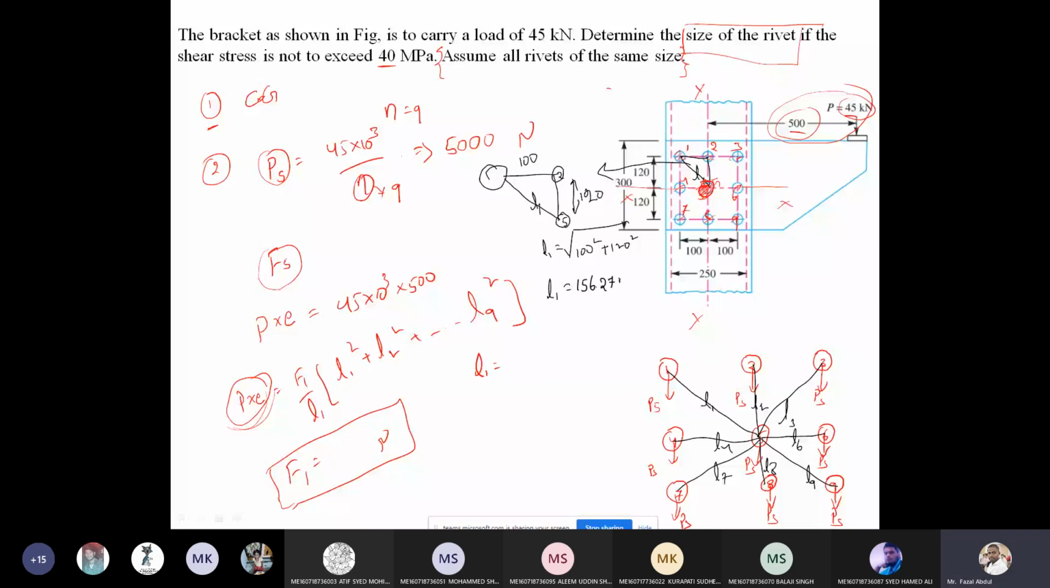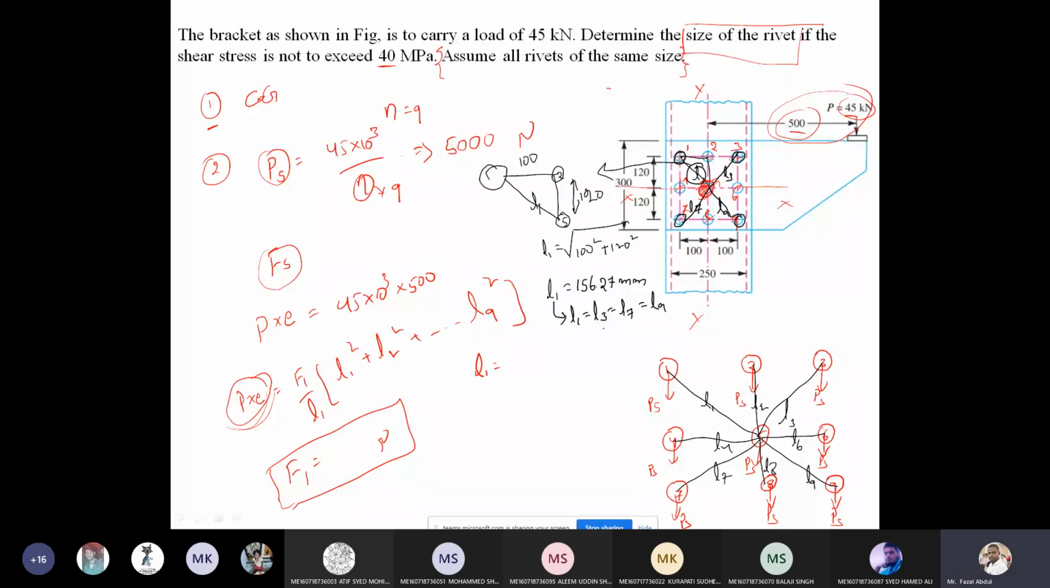Now see here, the position of the rivets: the first rivet, third rivet, sixth rivet, sorry, ninth rivet, and seventh rivet are in the same position. It means if we calculate L1, we will get the value of L3, L9, and L7. So we can say that L1, L3, L7, L9 all are the same values.